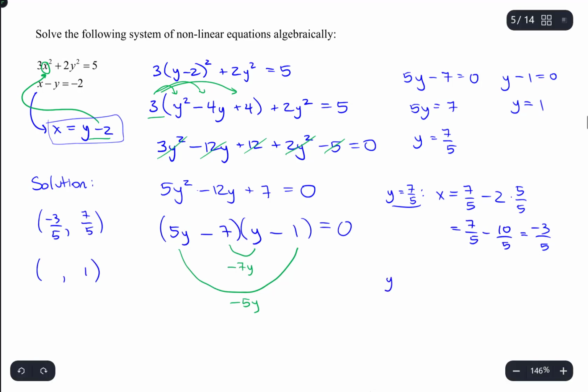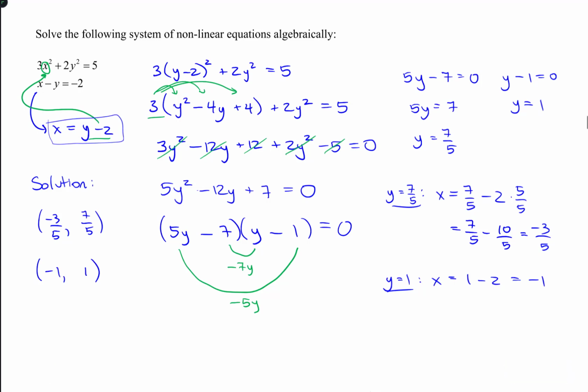And then when y is equal to 1, x is the y value minus 2, which is a little easier in this case. It's just -1. So then I have the x value of my other solution, and that gives me the two coordinate values where these equations intersect one another.